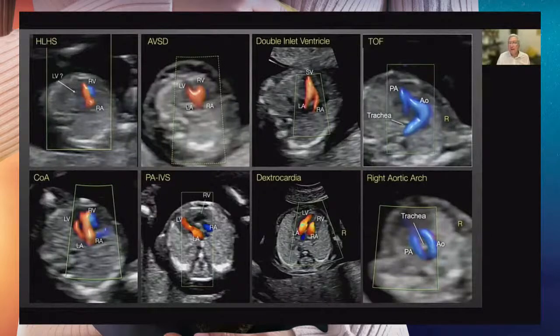You see here the AV septal defect, the double inlet ventricle, the right aortic arch, the absent flow in the right ventricle, and the narrow left ventricle in comparison to the absent left ventricle.